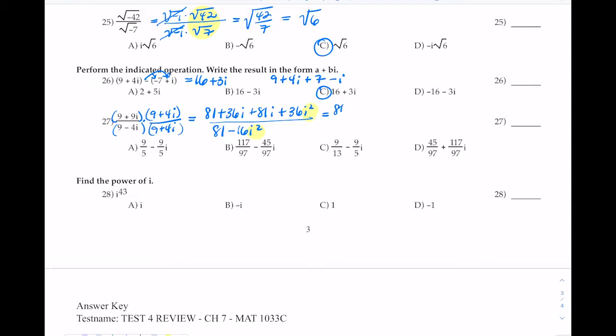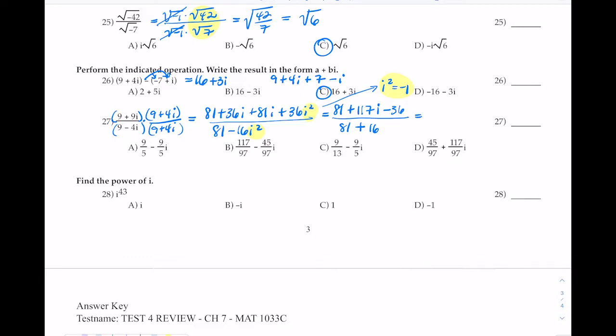So this is really 81, and then 36 plus 81 gives me 117i in the middle. And then 36 times negative 1, that really turns into negative 36. Okay, so I'm getting that because i squared equals negative 1. You want to remember that. And if you don't know why, make sure you watch the 7.7 video, and I explain it there. Okay, and then I'll have 81 minus 16 times negative 1, so that'll turn into a plus 16.